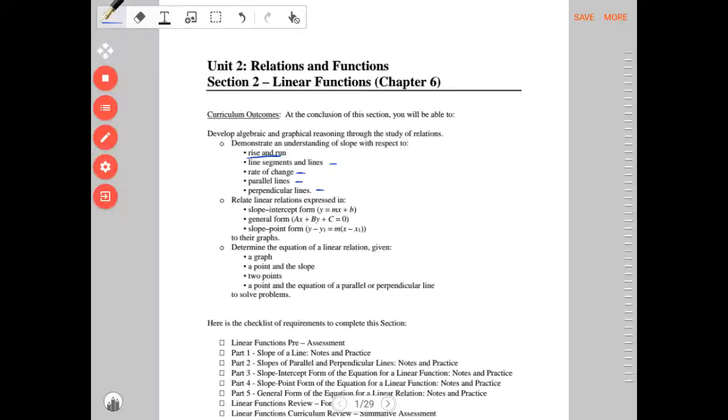You're going to relate linear relations expressed in various forms. So you're going to learn slope-intercept form, general form, and slope-point form. These are formulas that are on your formula sheet. You are going to be able to determine the equation of a linear relation, given a graph, a point and the slope, 2 points, and a point and an equation of a parallel or perpendicular line. You're going to be able to use all of that to solve problems.